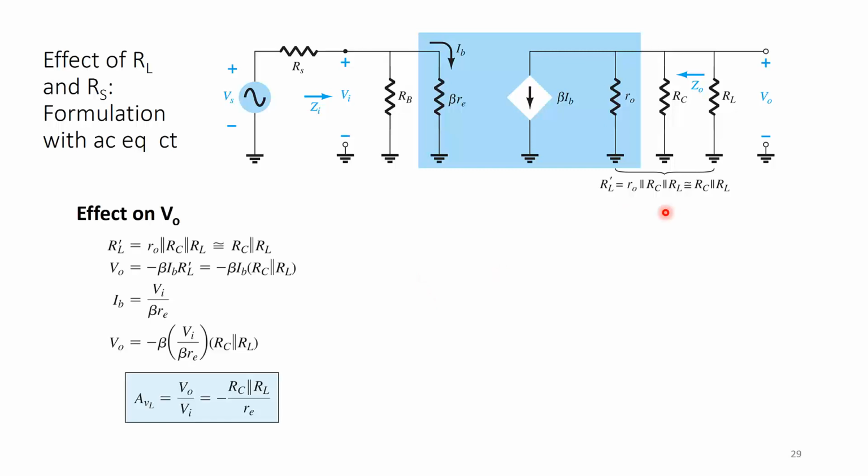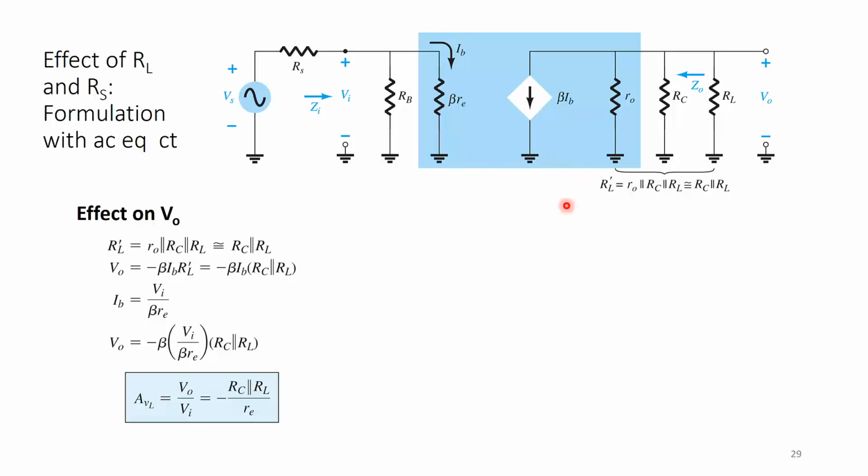Now let's first look at the effect of RL. With RL, the resistance at the output is going to be R out parallel to RC parallel to RL. If there had been no RL, it would just be RC and R out, but because there is an RL, it has to be considered.